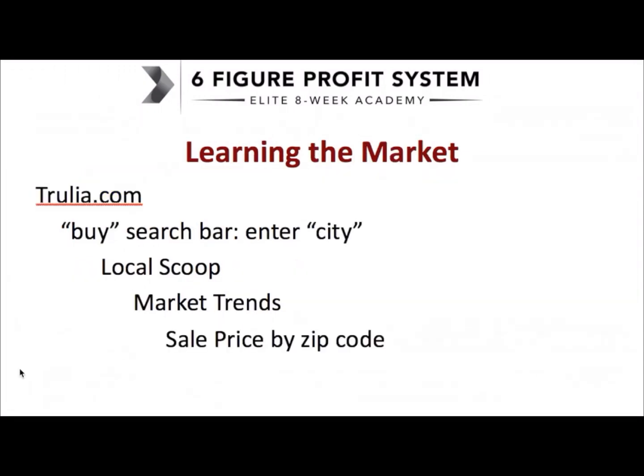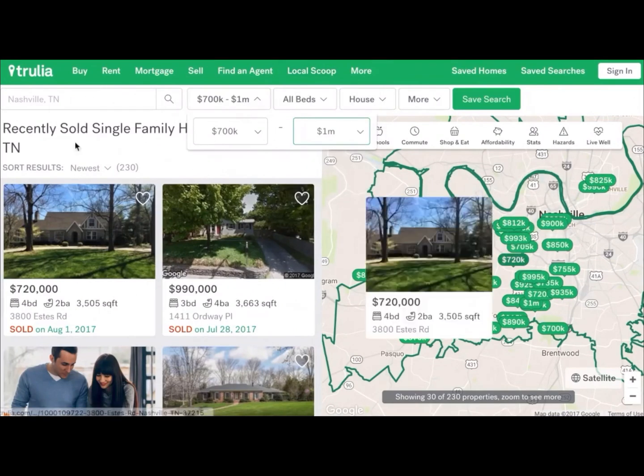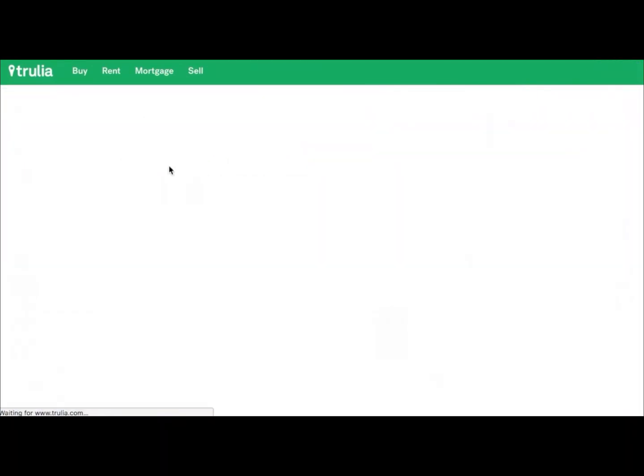Okay, so let's now switch gears here and talk a little bit about how to analyze your market based on price per square foot. So when we go back to Trulia, if we go back into the city, we put that in the buy search bar, city. We go to local scoop market trends, and then we're going to look at sale price by zip code. So let's go over and do that now. So if I go back here, I'm already in Nashville. Let me just show you how to do that again.